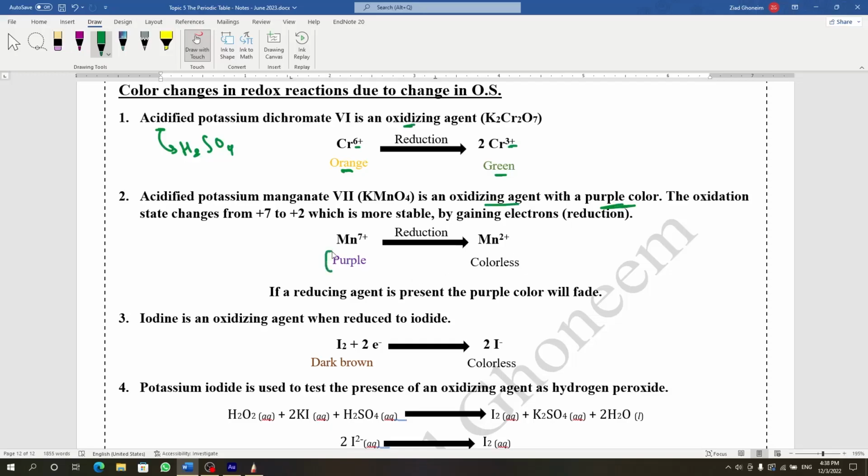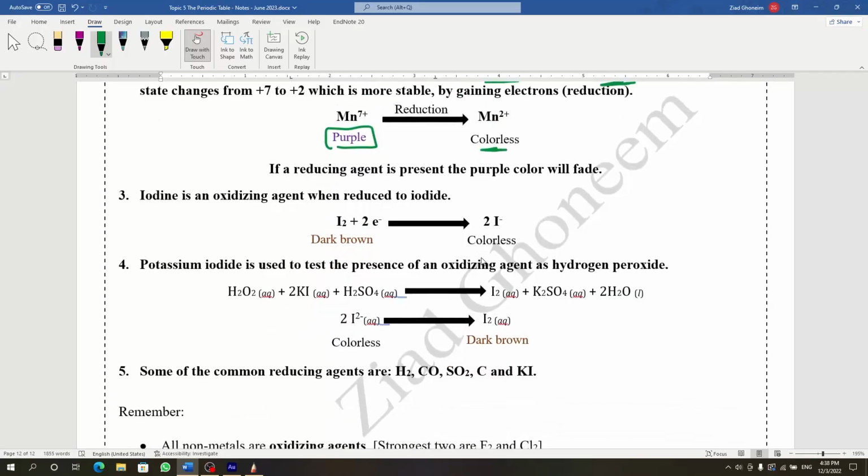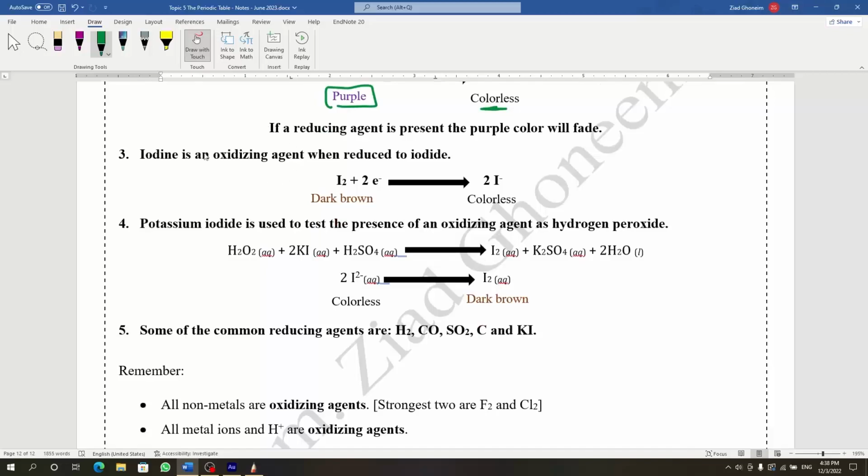The colors, again, are very, very important. When the oxidation state changes from positive 7 to positive 2, which is more stable, of course, the color changes from purple to colorless, right? So manganese with oxidation state positive 7 is purple, and manganese with an oxidation state of positive 2 is colorless.